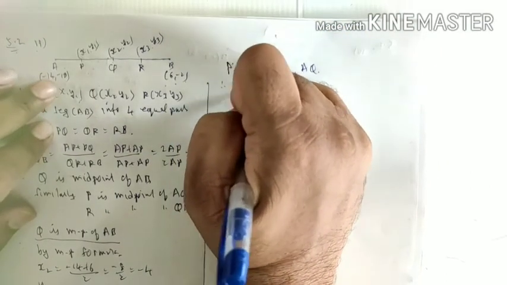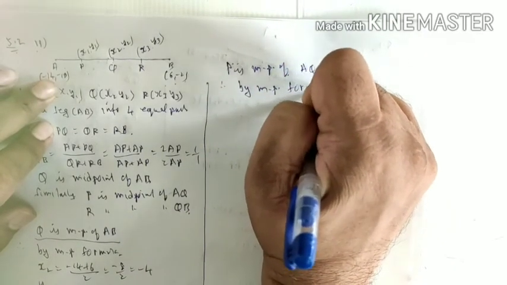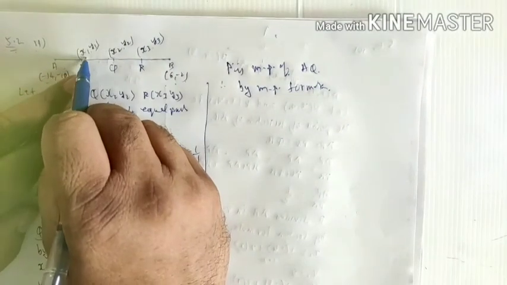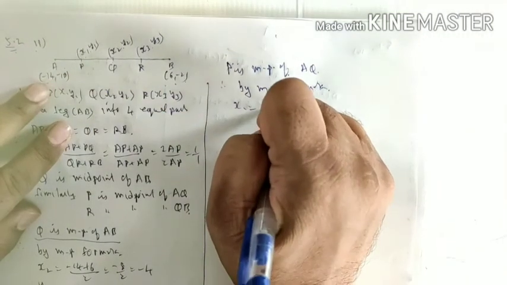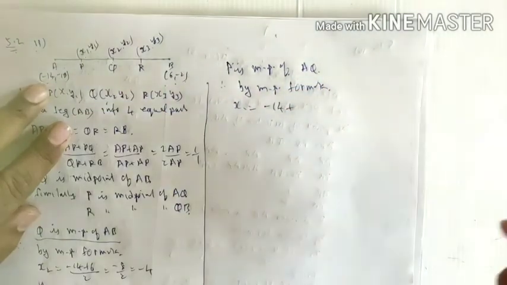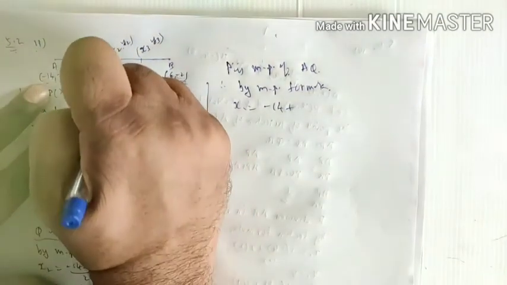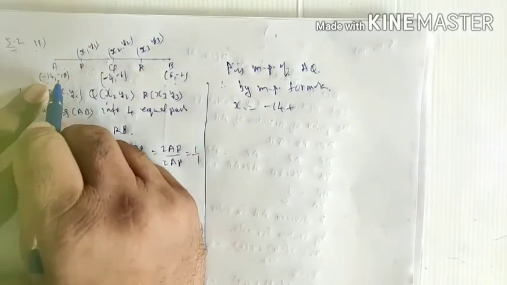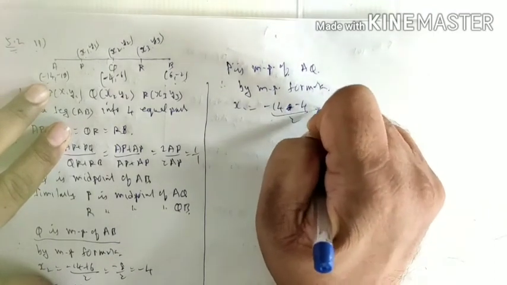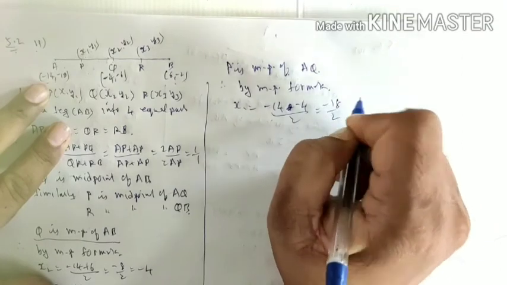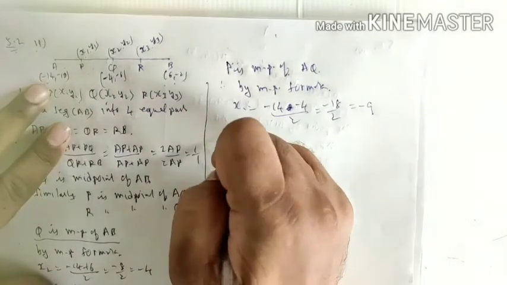Therefore, by midpoint formula, x1 is equal to minus 14. See, what are the coordinates of Q we have got? Minus 4, minus 6. Q का कोऑर्डिनेट आया था हमको minus 4, minus 6. So minus 14 minus 4 upon 2, that is equal to minus 18 upon 2. Minus 18 upon 2 is how much? Minus 9. We got x1.